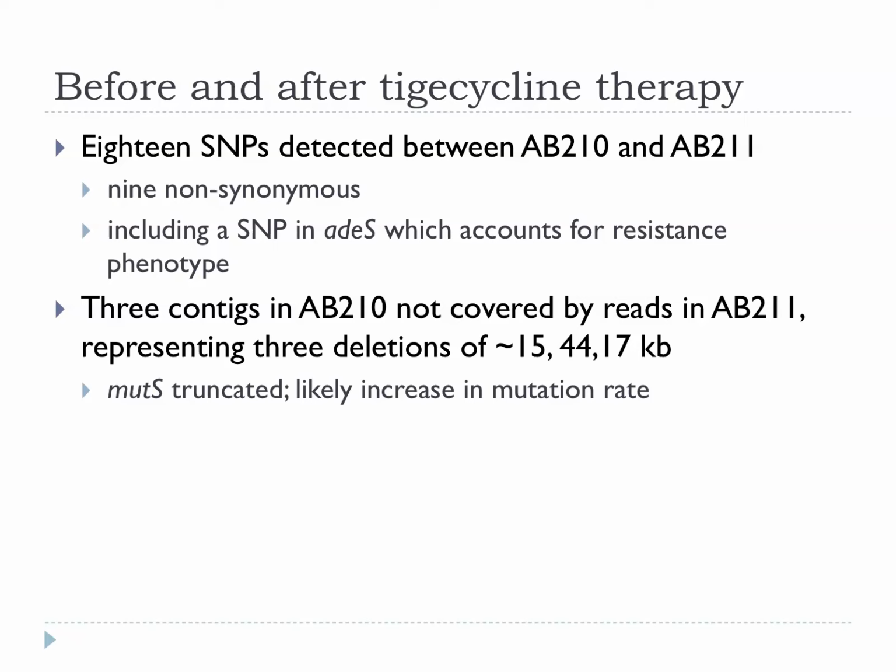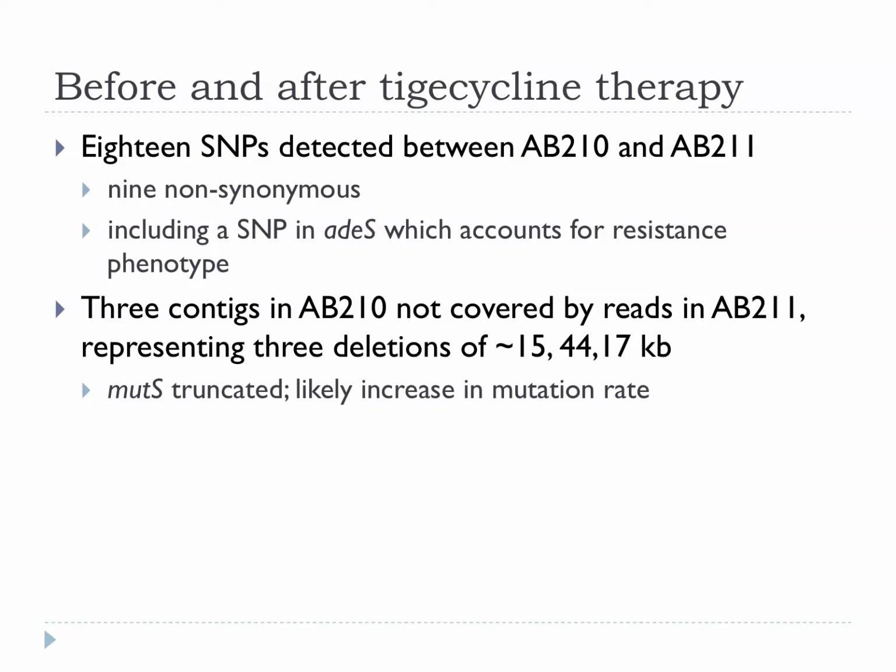So that made sense in terms of interpretation with the current literature. But one thing we didn't anticipate was that there were some contigs in the original isolate that were not covered by reads in the second isolate. Now, normally when you think about acquisition of resistance, you think about gaining new DNA. But what seemed to have happened here is that some DNA was lost from the genome.